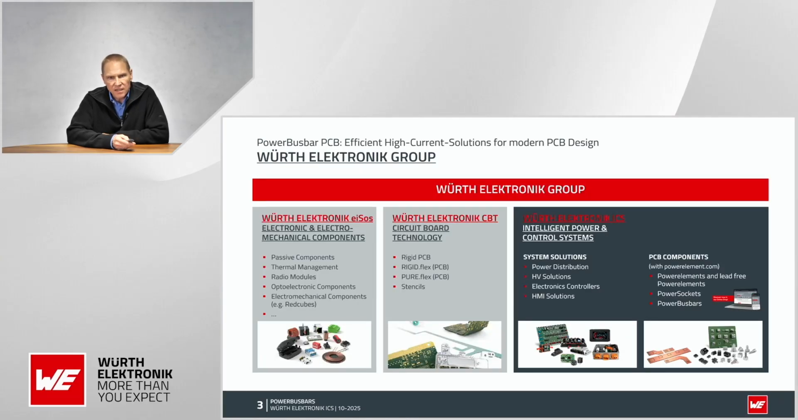But let us start with the Würth Elektronic Group. We have three divisions. One is the Würth Elektronik eiSos Group. They deal with passive components, thermal components, radio modules and so on, and also with electromechanical components like rack tube. On the other side we have the Würth Elektronik CBT. They are producing rigid PCB, flexible PCB and also stencils.